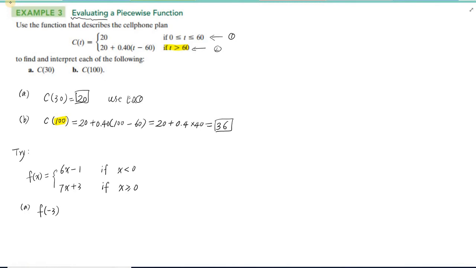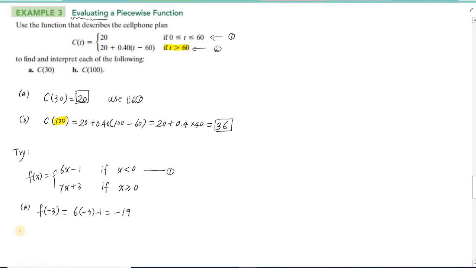Let's try another one. Here we have f of x equals 6x minus 1 if x is less than 0, and f of x equals 7x plus 3 if x is greater than or equal to 0. We want you to evaluate f of negative 3. First you need to look at whether negative 3 satisfies the first equation or the second equation. Since negative 3 is less than 0, we have to use equation 1. So we plug in negative 3 for equation 1. That will be 6 times negative 3 minus 1, which gives us negative 19.